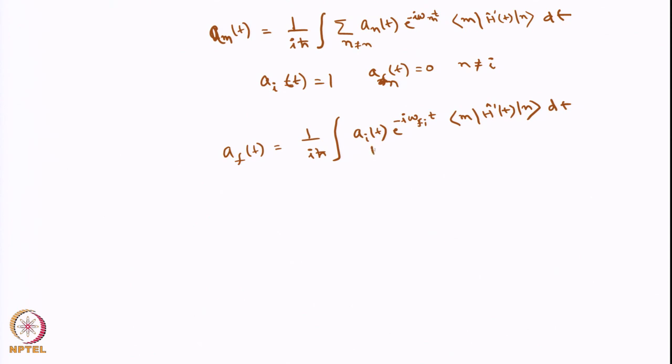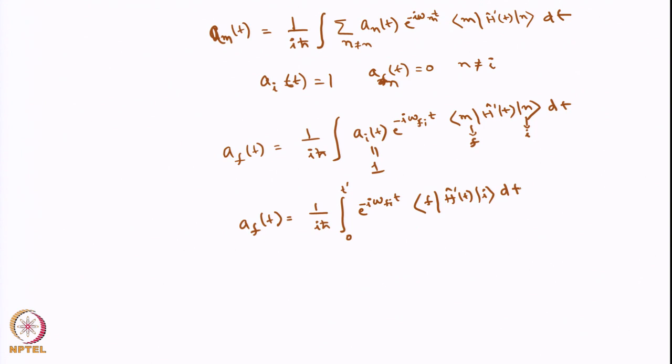AI of t is equal to 1, so multiplying by it has no meaning, and we get Af of t is equal to 1 over I h bar integral, of course we have to integrate over some time t prime, e to the power of minus I omega f I t, times the matrix element between f and I of h prime of t, dt.